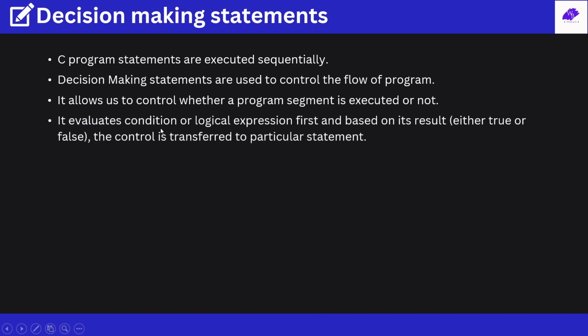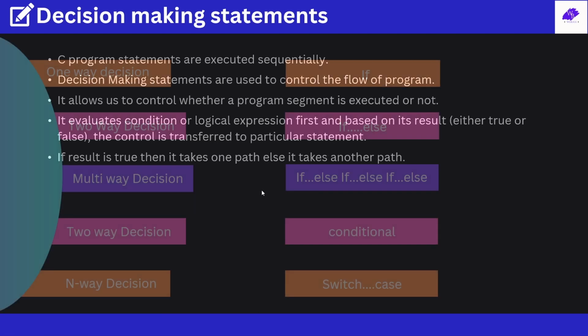It evaluates a conditional or logical expression first, and based on the result, either true or false, the control is transferred to a particular statement, as we have discussed in the example. So it first evaluates the condition, and then decides which statement is to be executed. If the result is true, it takes one path, else it takes another path.